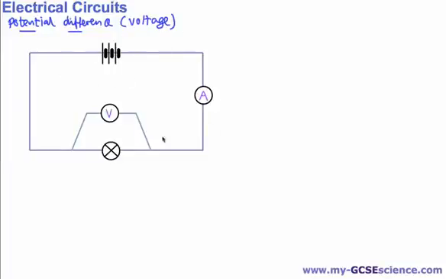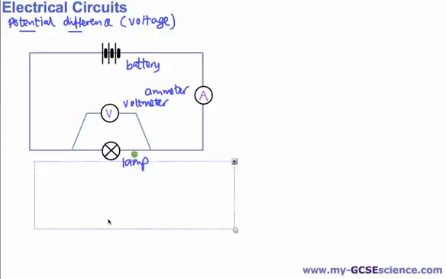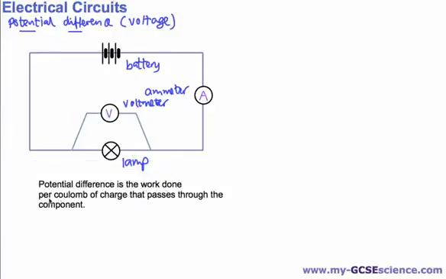Now to illustrate this, we've got a circuit over here. I've got a battery. Just to do a quick recap on our symbols, here's an ammeter, here's a lamp, and here is a voltmeter. And this voltmeter is measuring the potential difference across this lamp. Now what do we mean by potential difference? Now this is quite important. The potential difference is actually the work done per coulomb of charge that passes through the component.